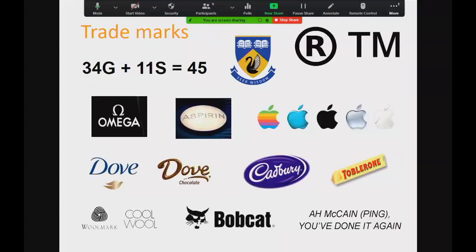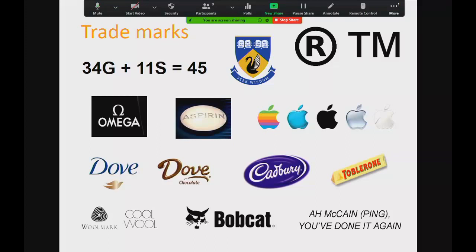Trademarks. Trademarks is the sexy part of IP because we're surrounded by them. Everything we use and touch and eat and buy has a trademark, and we get familiar with these things. And there's lots of different types of trademarks. The main thing to recognise with trademarks is you're getting protection for something which distinguishes your goods or services from those of someone else in the market.